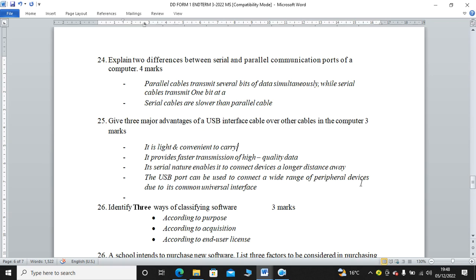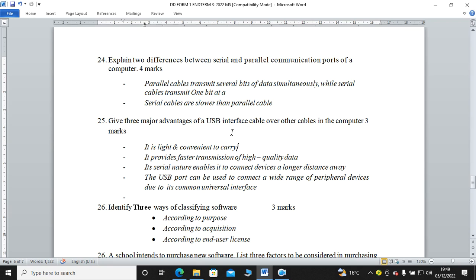When you talk about parallel ports, they are ports that transmit several bits simultaneously, so they are faster. Whereas serial, they transmit one bit at a time, but for a longer distance. Then we also have the parallel cables and serial cables. Parallel cables transmit 8 bits at a time, whereas serial cables transmit 1 bit at a time. They are slower, but they transmit for a longer distance.